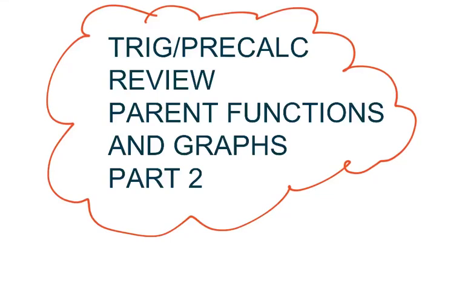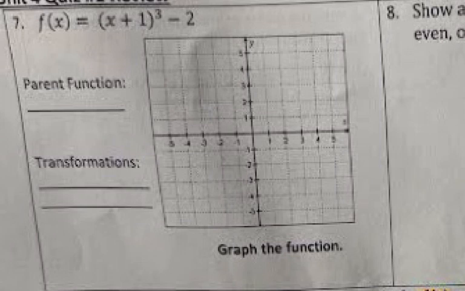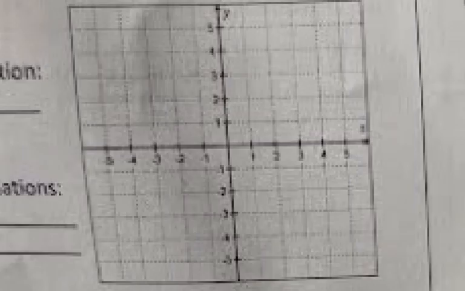Okay, let's see. Hopefully this will help you out. Here we go. So, on this problem 7, they're asking about the parent function. The parent function in this case is f of x equal to x cubed. And the thing I want to make sure you understand is that x cubed always looks like this. Okay?